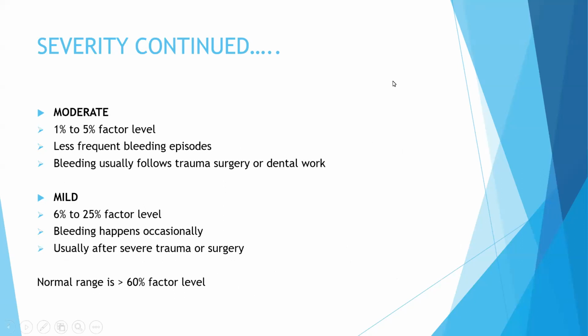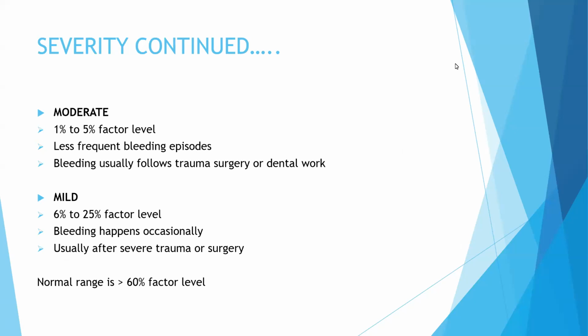Okay, we go to moderate. Moderate is where the person has 1 to 5% clotting factors circulating in their system, and there are less frequent bleeding episodes as compared to severe. Bleeding usually follows traumatic surgery or other traumatic events like dental work or falls. That is when you find that there is bleeding.